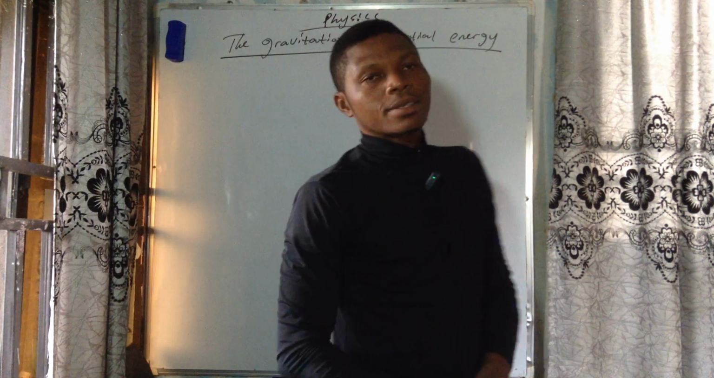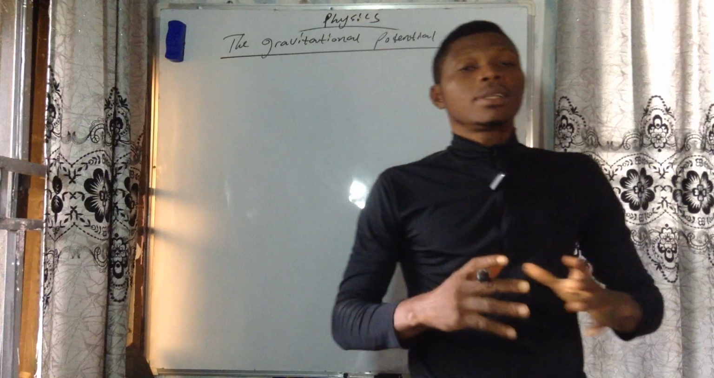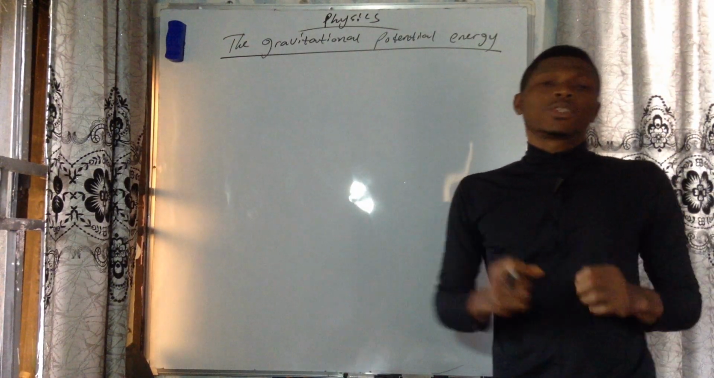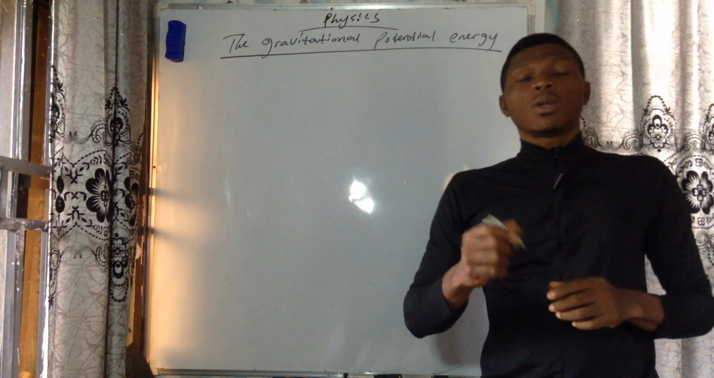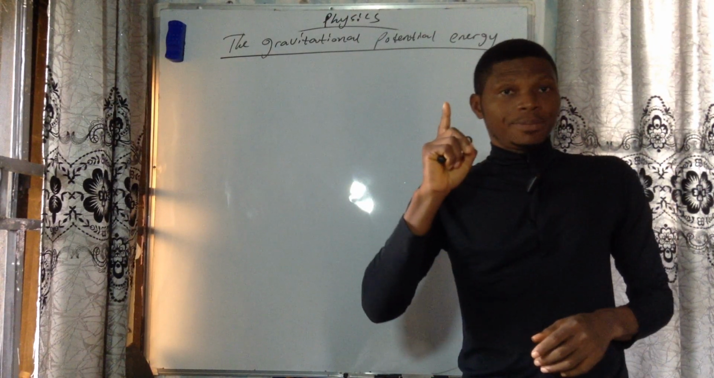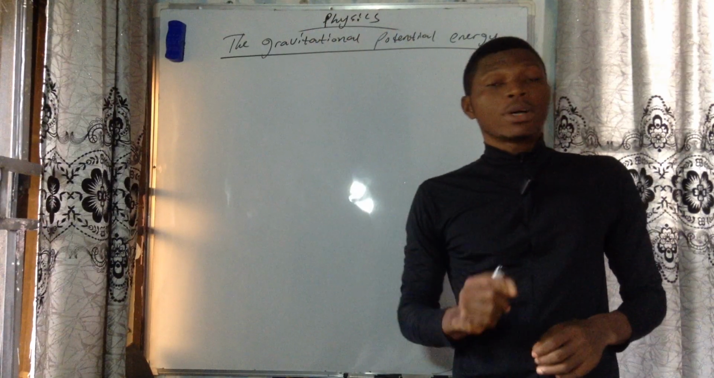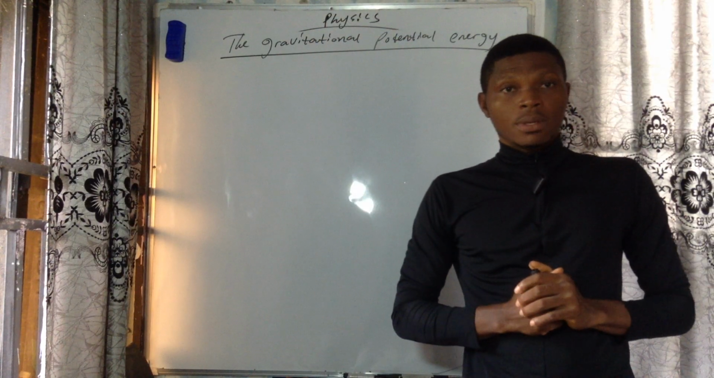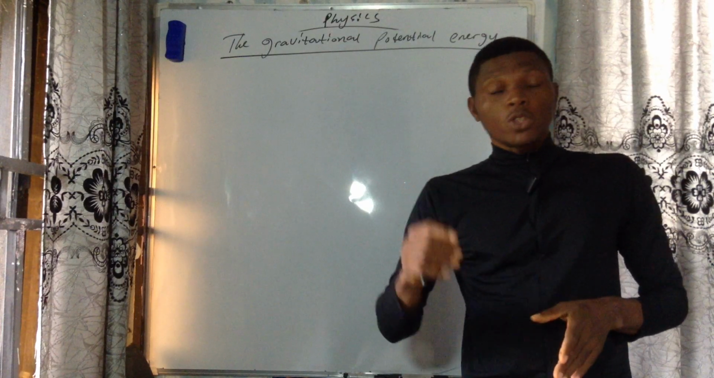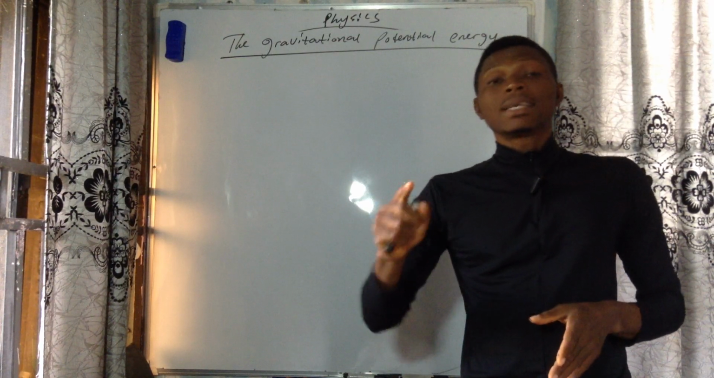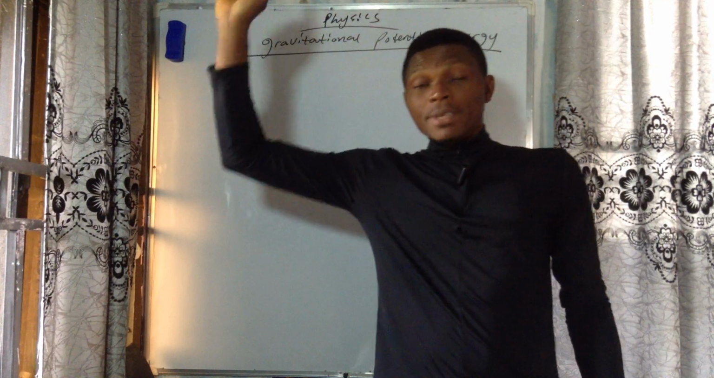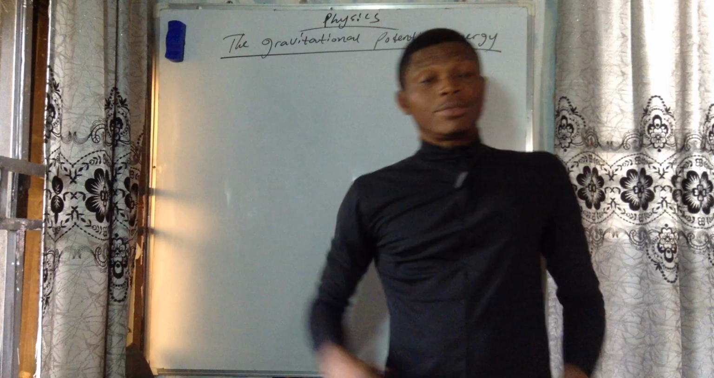Hello, guys. Now it is time we talk about gravitational potential energy. What is gravitational potential energy? Gravitational potential energy is the work done by the gravitational force in taking a mass from infinity to any point in the gravitational field. Sometimes it is defined as the work done by the gravitational field in taking a unit mass, that is a mass of 1 kg, from infinity to any point in the gravitational field.